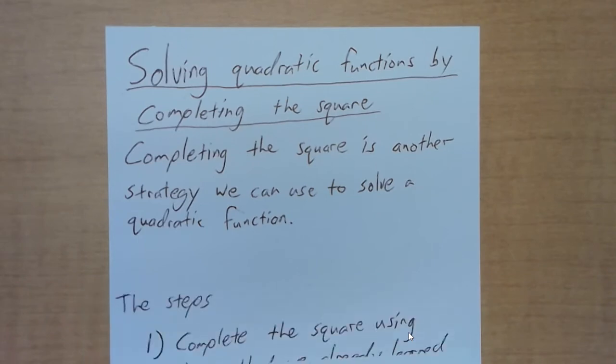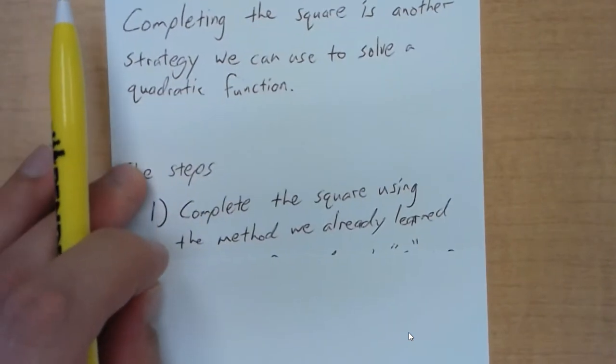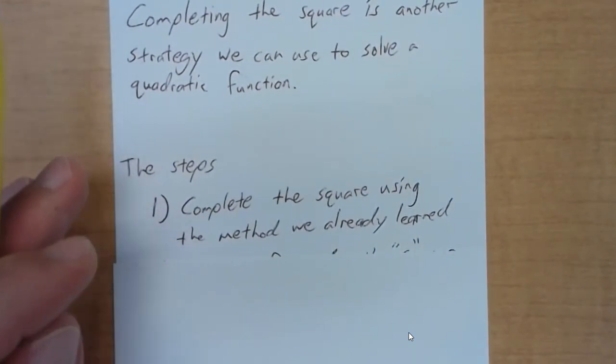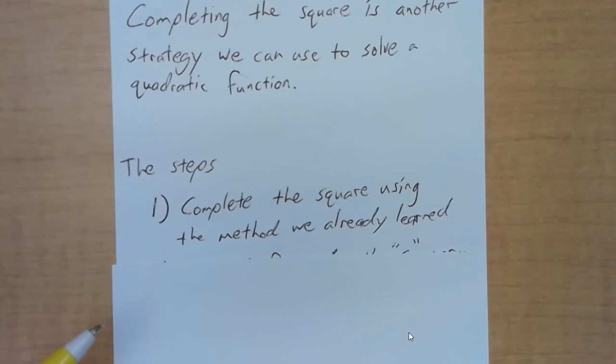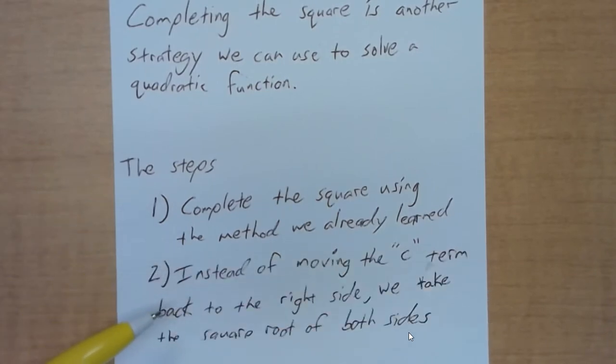So completing the square is basically the same as what we've already learned, just with a little twist at the end. So we still have to look for the term to add to complete the square and make it a perfect square trinomial. We still factor it, but at the very end, instead of moving that c term back over with the perfect square, we take the square root of both sides instead.